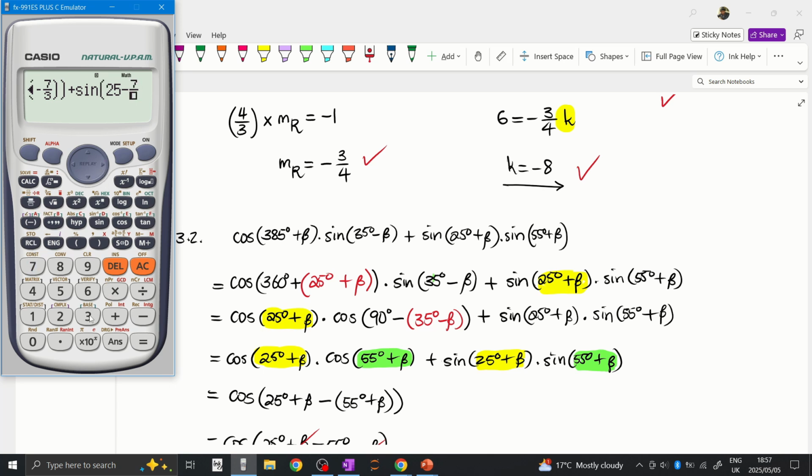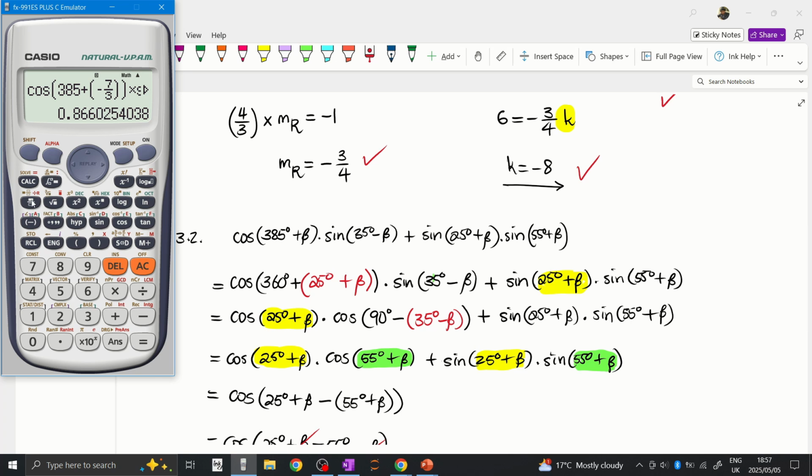Thank you for that, Cabello. 7 over 3, and then the last one is multiplied by sine 55 minus also 7 over 3. Okay, so that is our chosen beta value, and the final answer is 0.8660. So just remember that value, 0.8660.